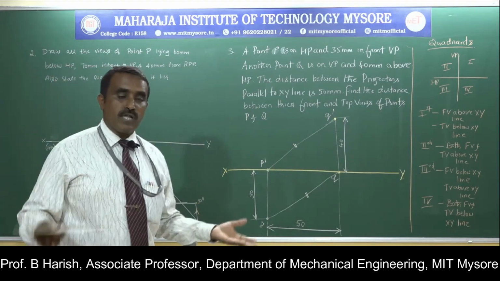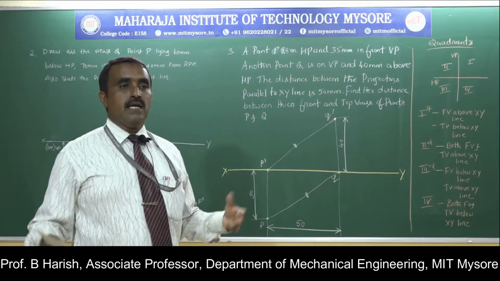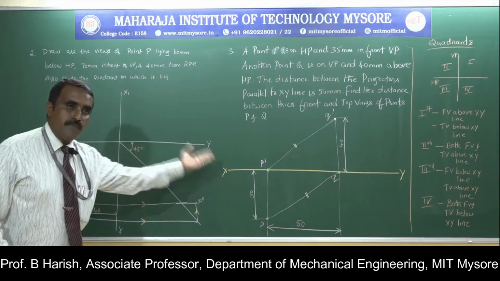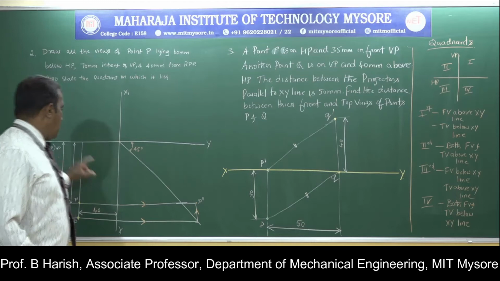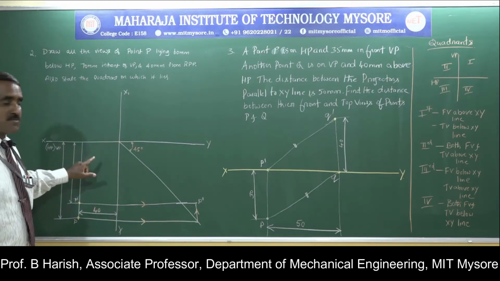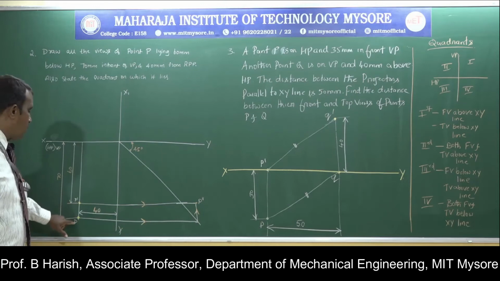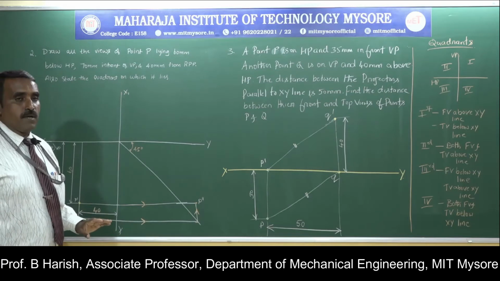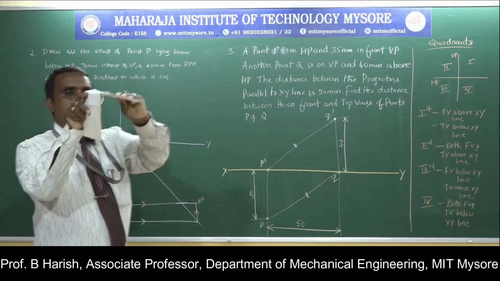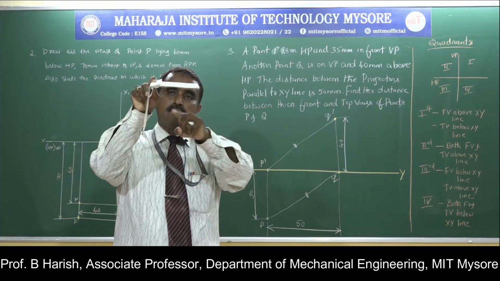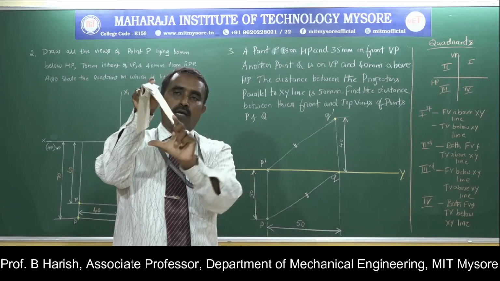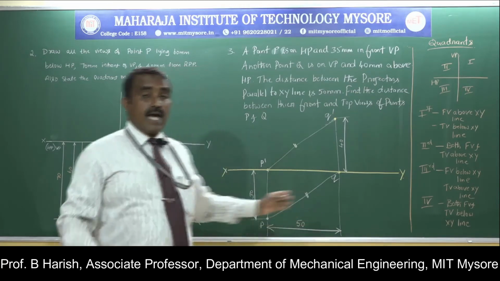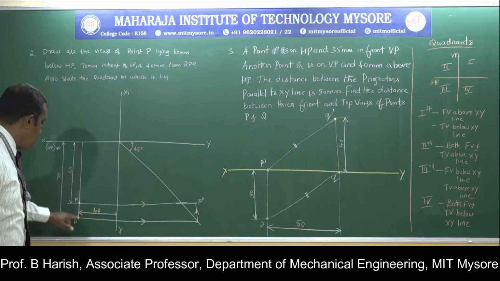Once you know in which quadrant the point lies, start drawing the projections. First draw the xy line, and represent x and y in capital letters. Then, as was done in the previous problem, measure distances of 60 and 70. Given 60 mm below HP and 70 mm in front of VP, if you rotate the horizontal plane, both top and front views will be below the xy line.